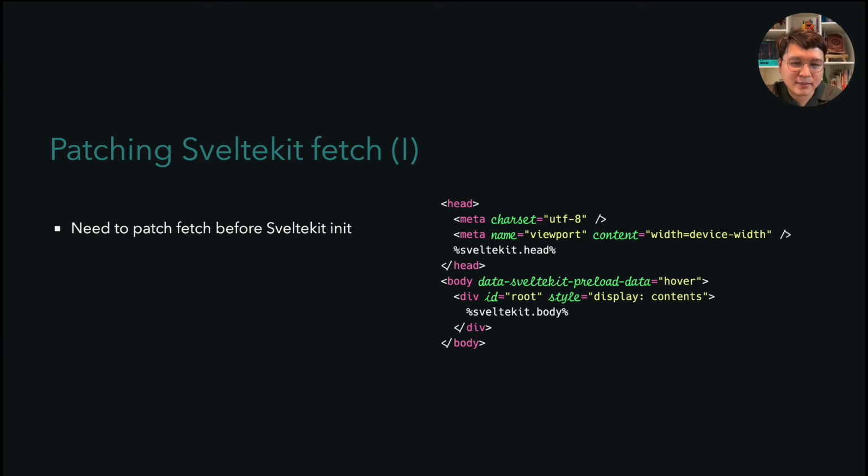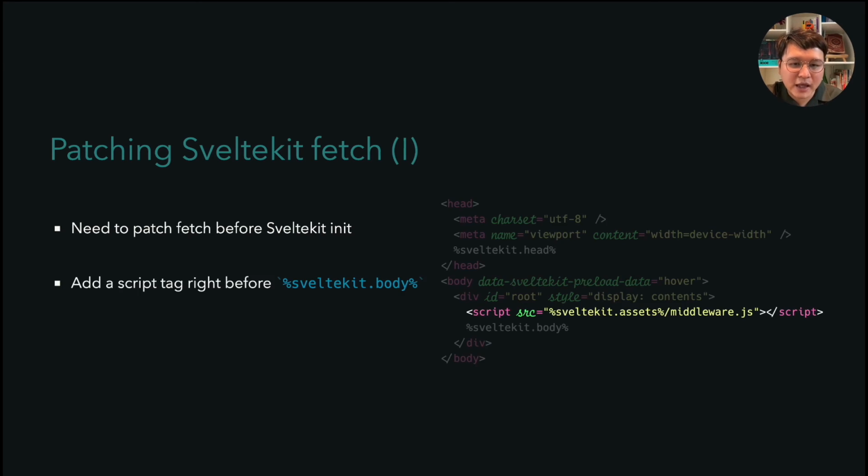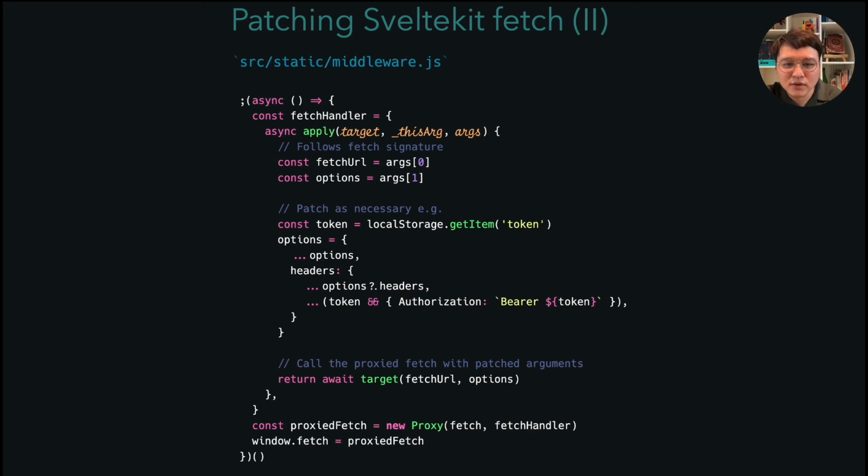So in this example, we have the app.html that SvelteKit gives you. There's a section called %sveltekit.body%, and we need to add a script before %sveltekit.body%, so that this script will be executed before the SvelteKit body part. In this example, I'm adding a reference to the middleware file that I declare in the assets folder. And this is what the middleware contains.